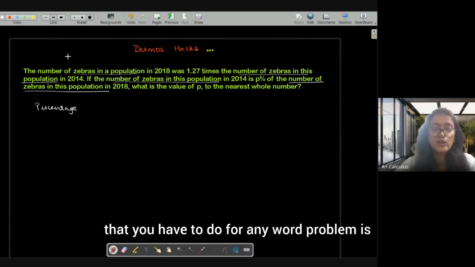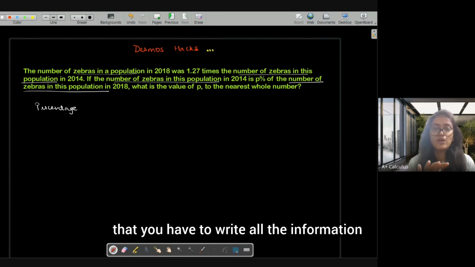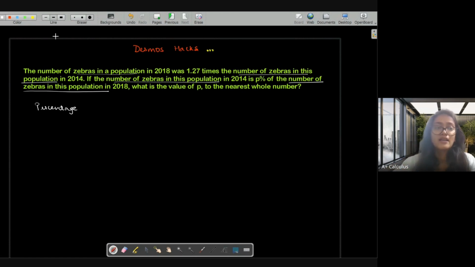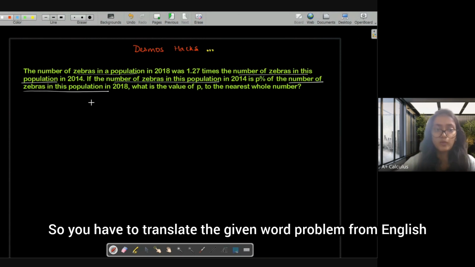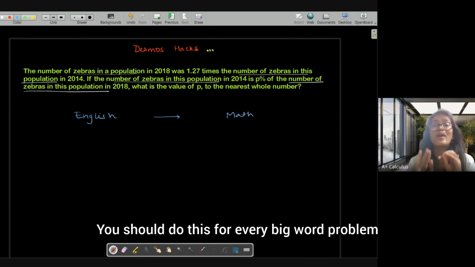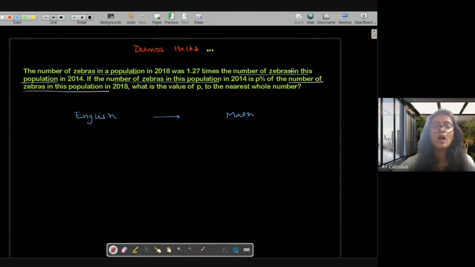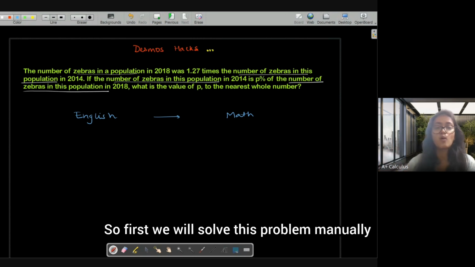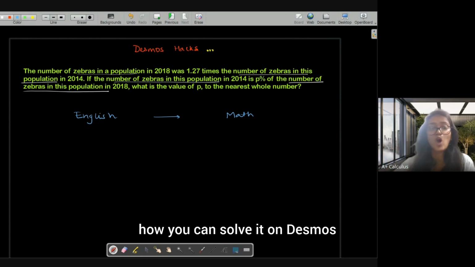So the first thing that you have to do for any word problem is write all the information in mathematical terms. This is something that I call translation. You have to translate the given word problem from English to math. You should do this for every big word problem. So first we will solve this problem manually, and then we will see how you can solve it on DESMOS.